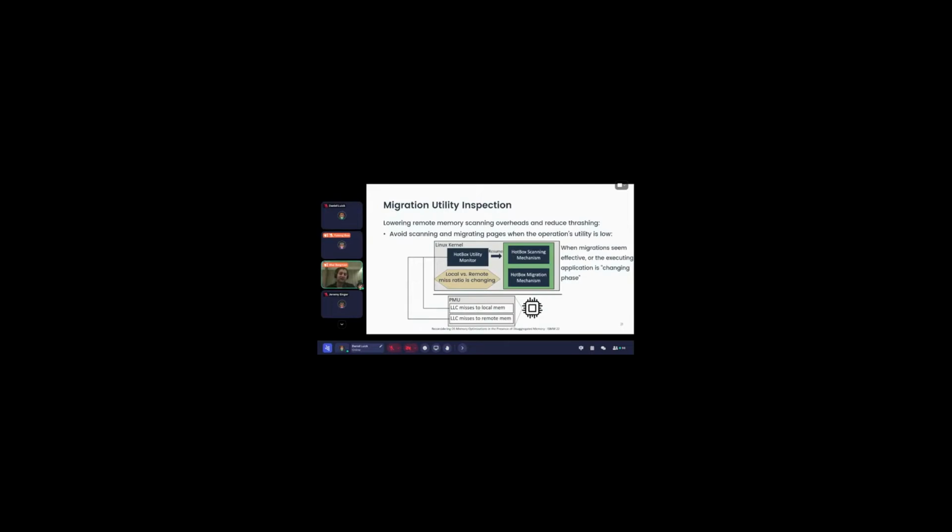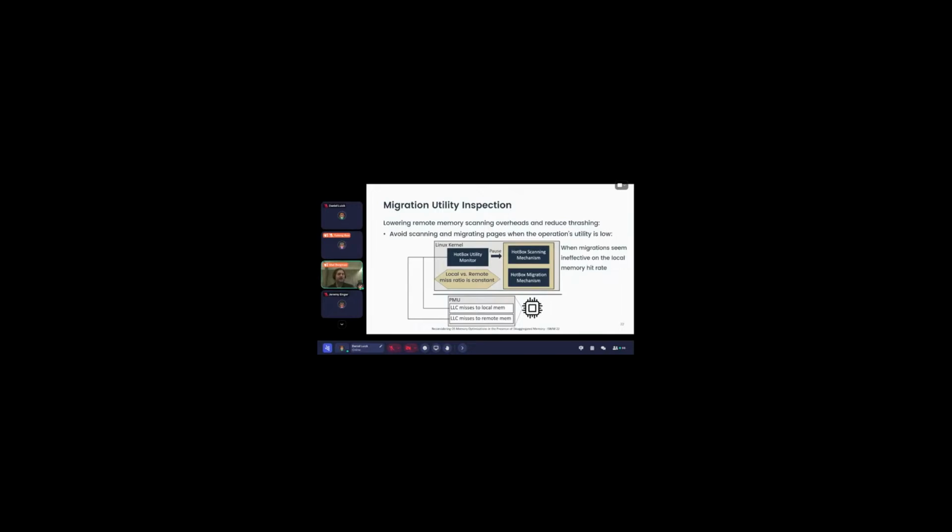If the local memory hit rate is not constant, either the migration mechanism is affecting the local memory hit ratio somehow, or the application itself is changing phases. So for example, the application is now loading a new data set, so we must resume and perform the memory scanning and migration in order to detect them in remote memory.